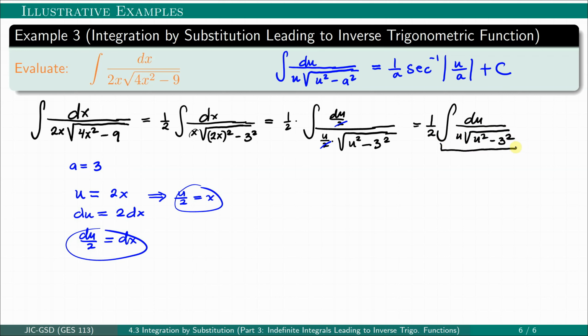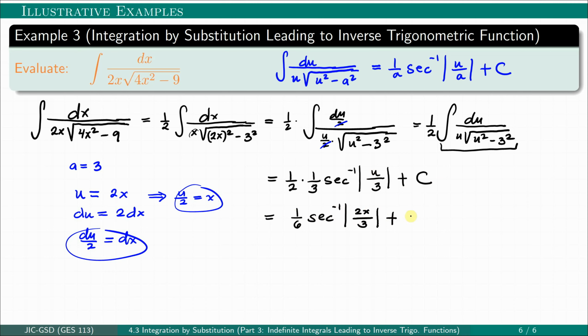Now this integral is in our desired form, so we'll just copy 1/2 times, and using that formula we will have 1 over a, which is 3, times secant inverse of the absolute value of u divided by a, which is 3, plus the constant c. Rewriting this answer, this will be 1/6 secant inverse of u, which is 2x, divided by 3 plus c.